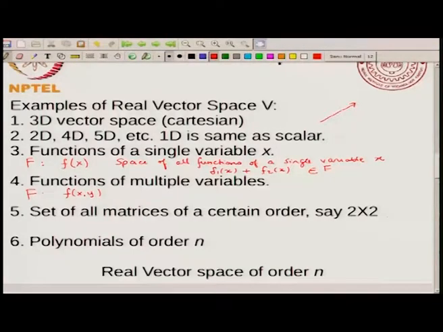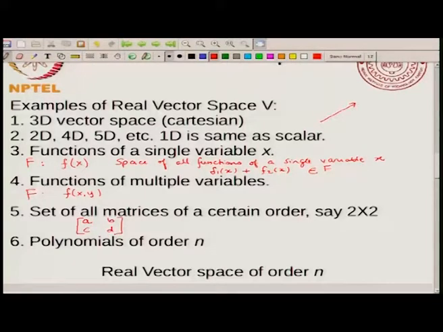So if I take any, say, 2 by 2 matrix, it would look like A, B, C, D, where A, B, C, D can be any real number. If I take the set of all possible matrices, then obviously if I add two matrices I will get another matrix, and if I multiply by a scalar I will get another 2 by 2 matrix.